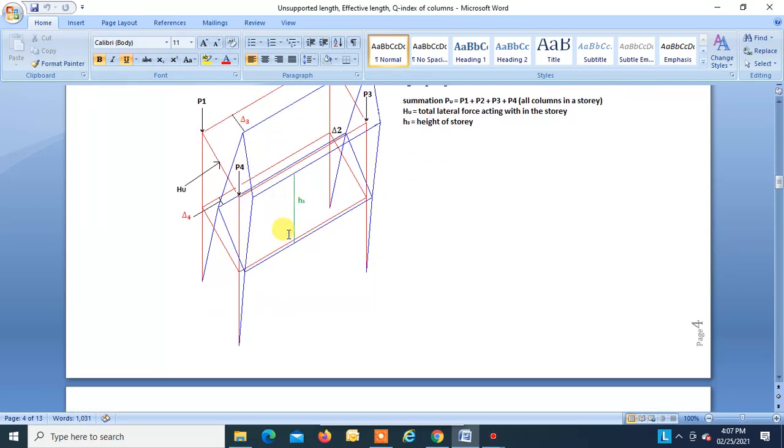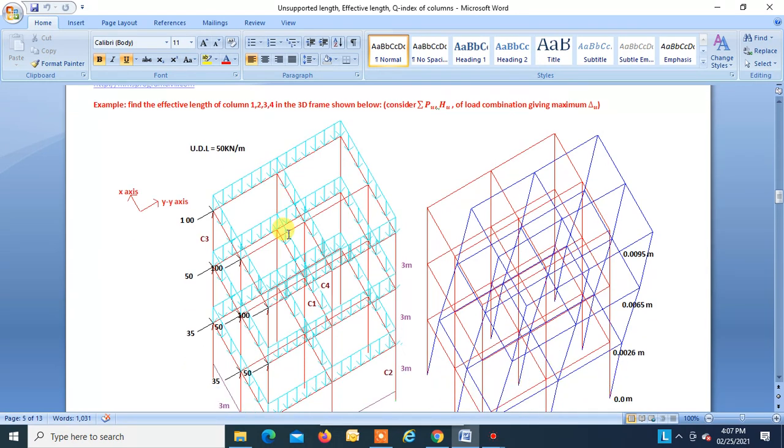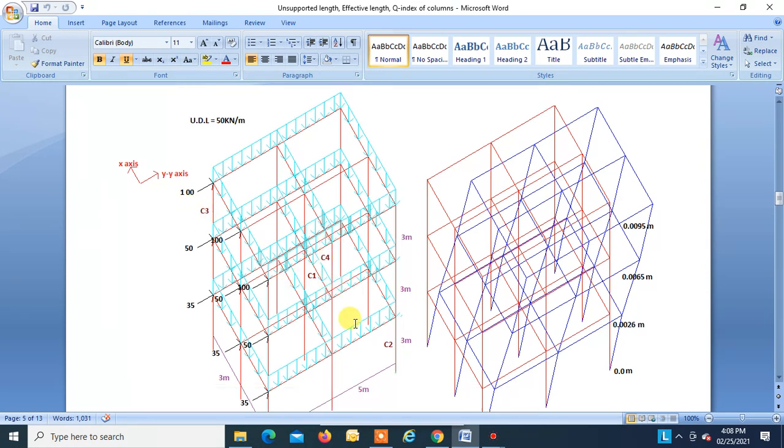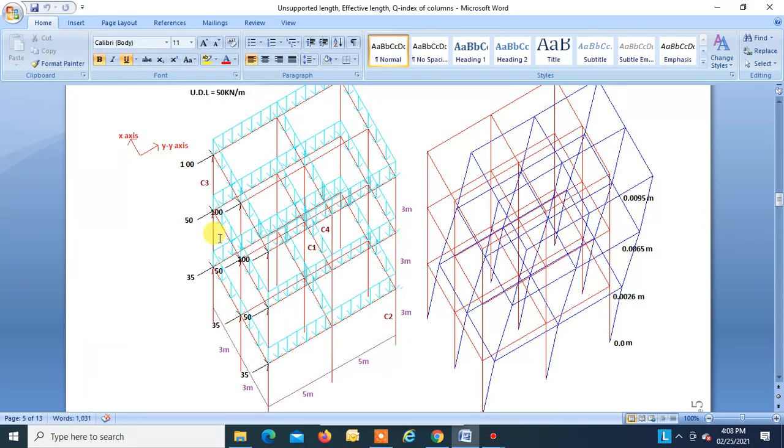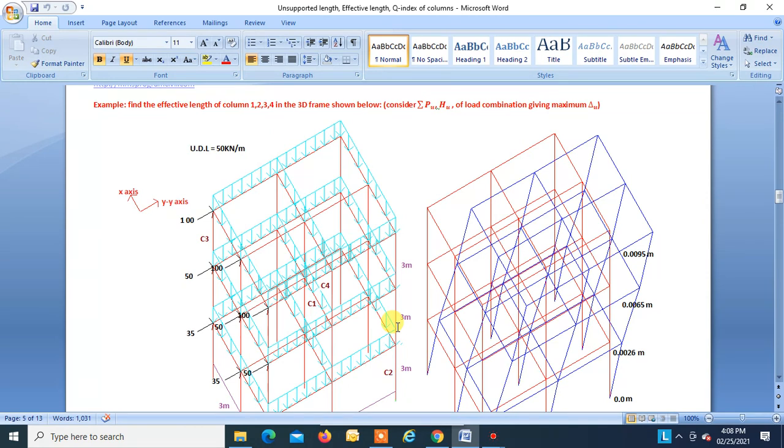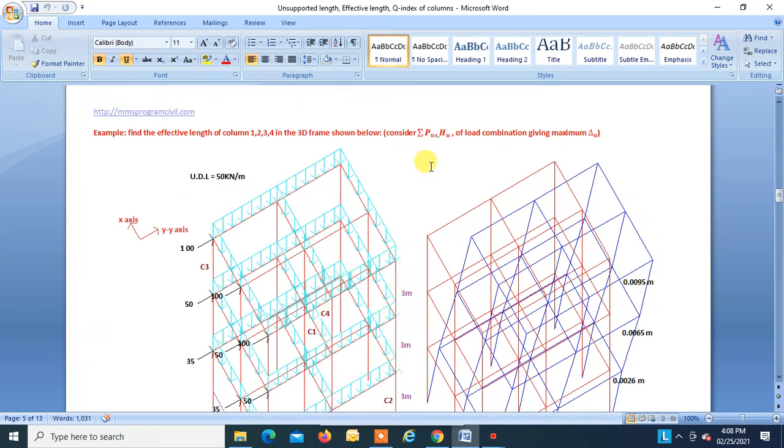Fine. So we will start with an example, and we will try to understand all the concepts. Example: find the effective length of column 1 2 3 4 in the 3D frame shown below. So this is column 1, this is column 2, this is column 3, this is column 4. This is our first story, this is our second story, and this is our third story. Now a question comes in our mind: what value of PU and HU should be taken when we are considering a number of load combinations? Whichever load combination is giving the maximum story drift, for that combination the corresponding PU and HU have to be taken into account for finding the value of Q, that is, the stability index Q.